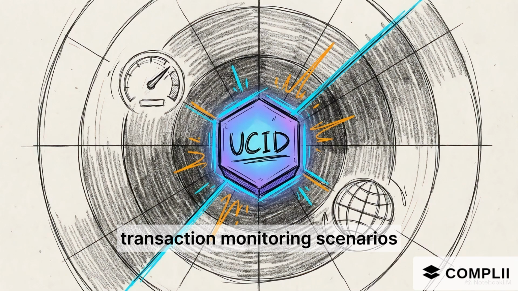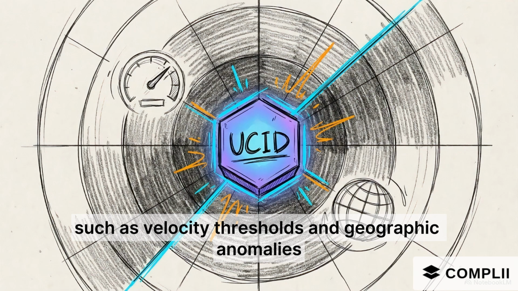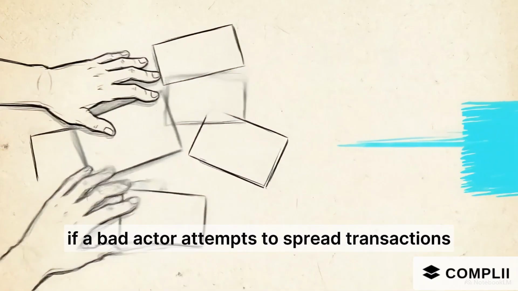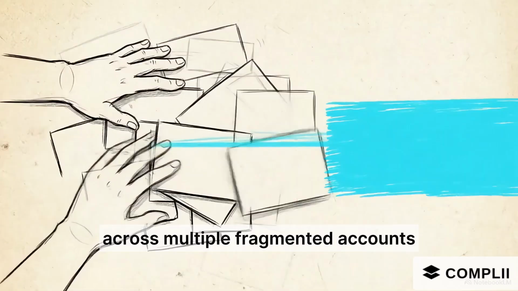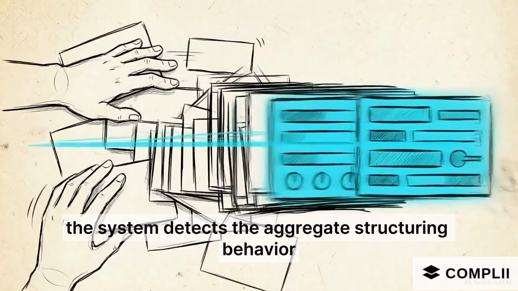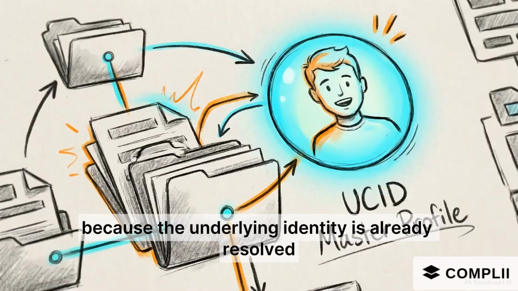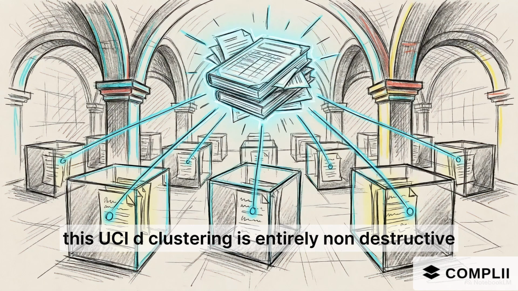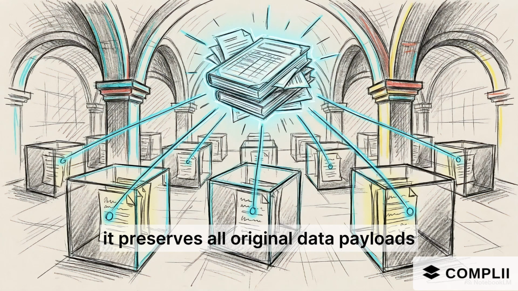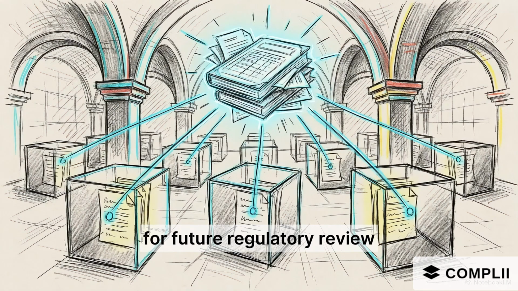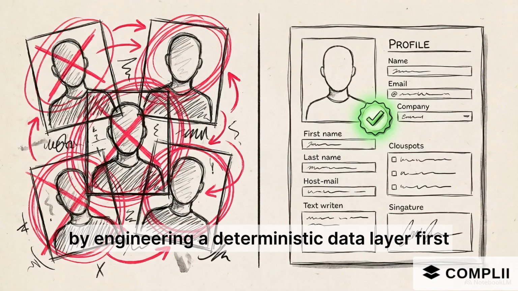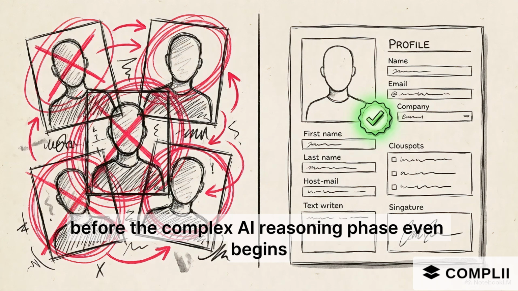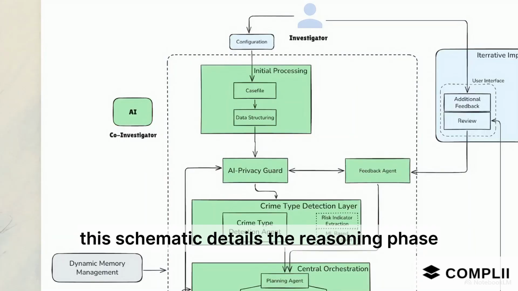Transaction monitoring scenarios, such as velocity thresholds and geographic anomalies, are now applied directly to this single, unified identity cluster. If a bad actor attempts to spread transactions across multiple fragmented accounts to evade reporting thresholds, the system detects the aggregate structuring behavior because the underlying identity is already resolved. This UCID clustering is entirely non-destructive. It preserves all original data payloads and maintains complete audit trails for future regulatory review. By engineering a deterministic data layer first, the system eliminates redundant false positives before the complex AI reasoning phase even begins.